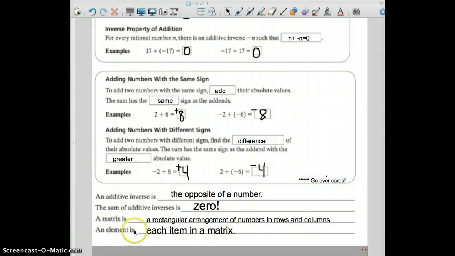Two terms we'll talk about in the next example are matrix and an element. A matrix is just a rectangular arrangement of numbers in rows and columns, and then an element is the item inside the matrix.